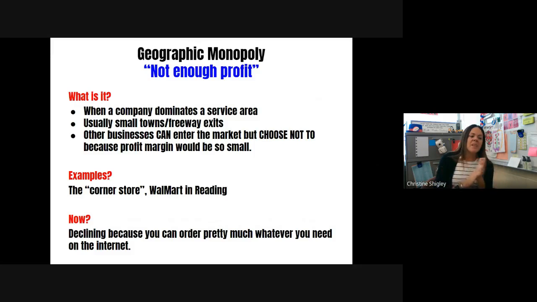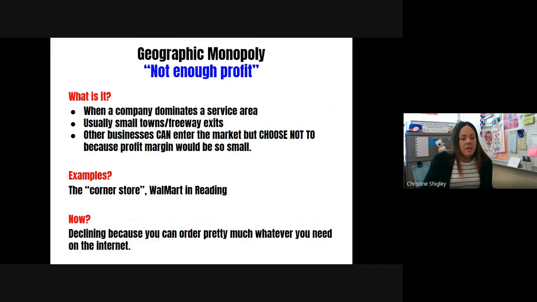for it, right? So these are small towns, these are freeway exits. If you've ever driven to Florida down I-75, there's a lot of places where you're just driving and there's nothing, right? But there's a couple places where you get off the freeway and you can get McDonald's and get gas and get a hotel. And a lot of times, that's all that's there, right? And the thing with geographic monopolies is that usually businesses can enter the market, but they choose not to because the profit margin is so small.